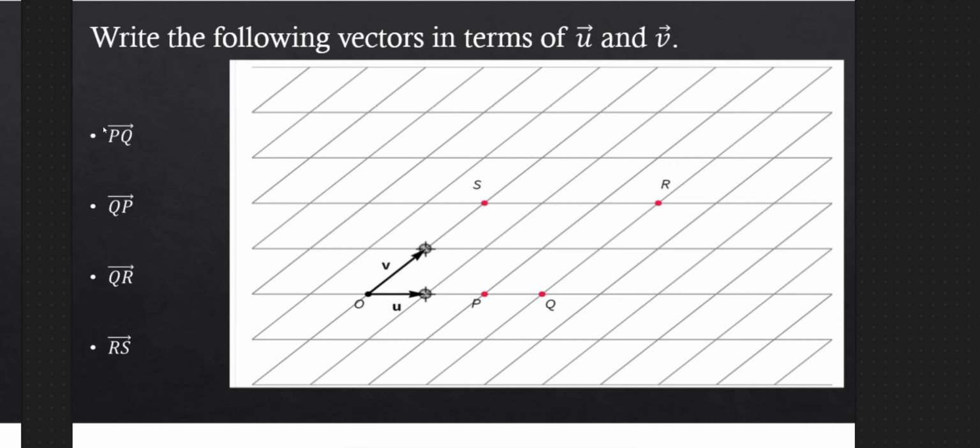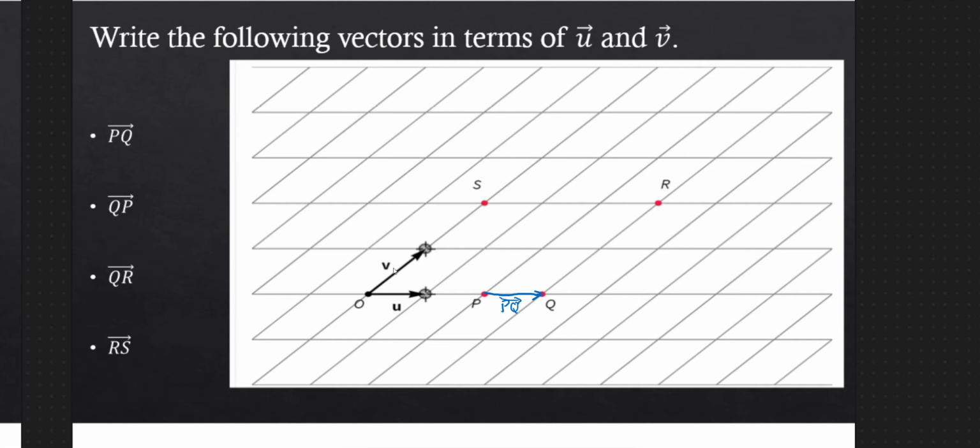So let's write the following vectors in terms of u and v. So PQ, remember what this means. P and Q are points in the plane, and there's an arrow above them, so this indicates that PQ, that vector, is this one, whose length is the distance between P and Q, and direction is determined by the relative position of the points P and Q. So this is the vector PQ. Now our goal here is to write PQ in terms of u or v.